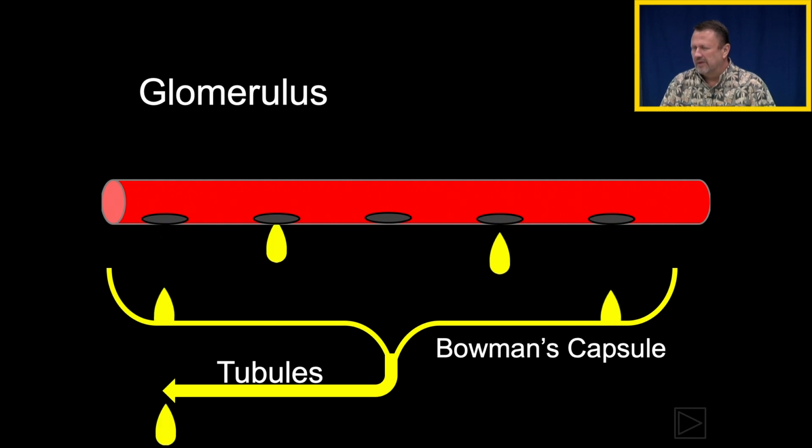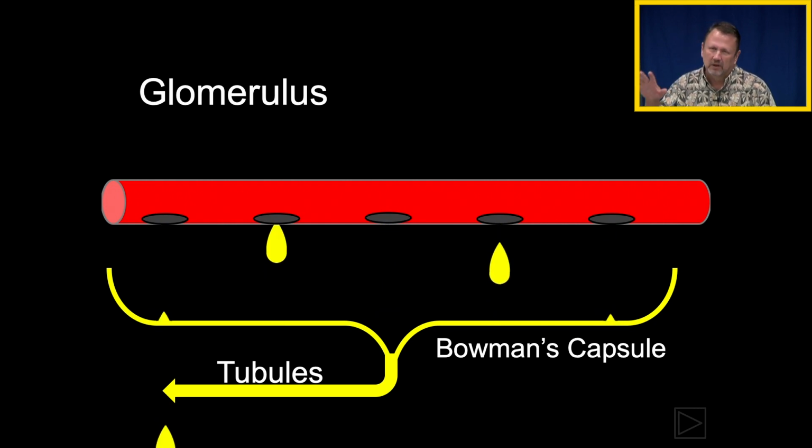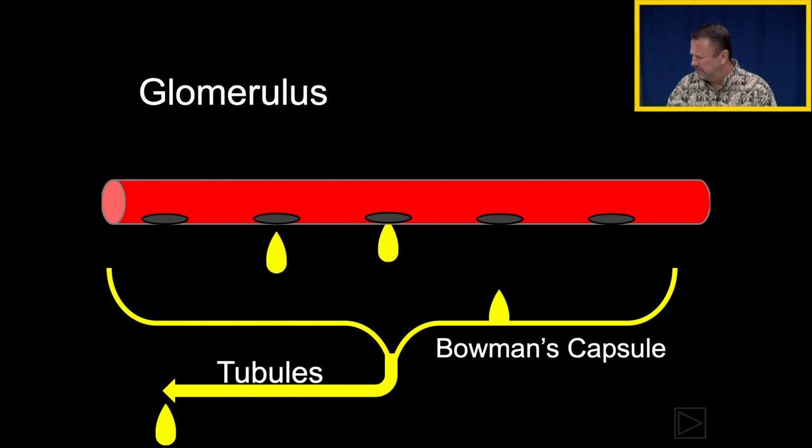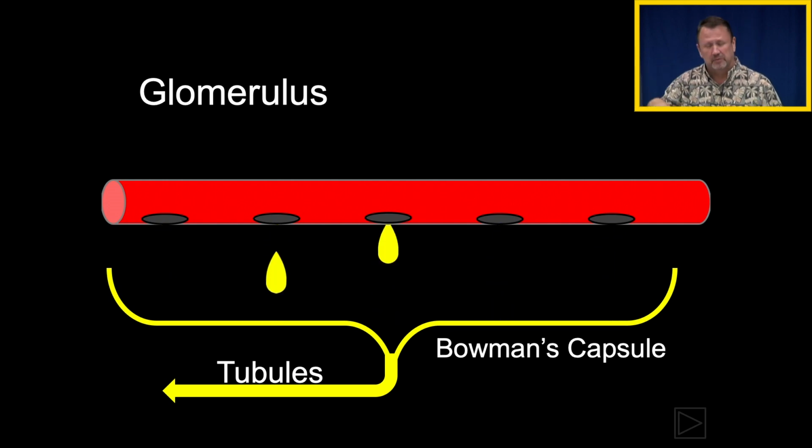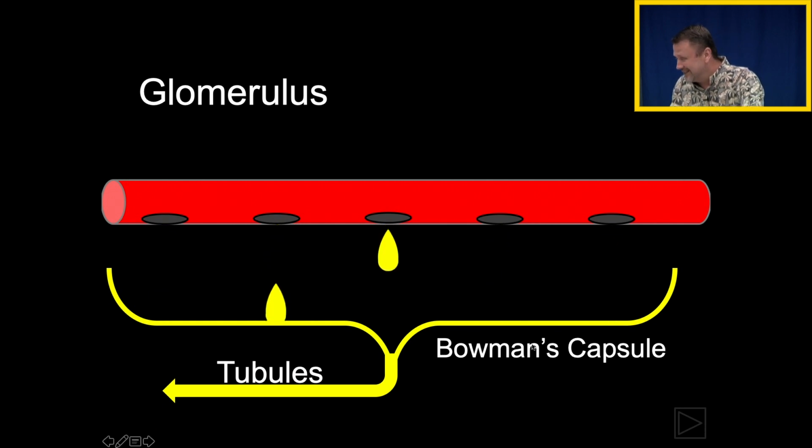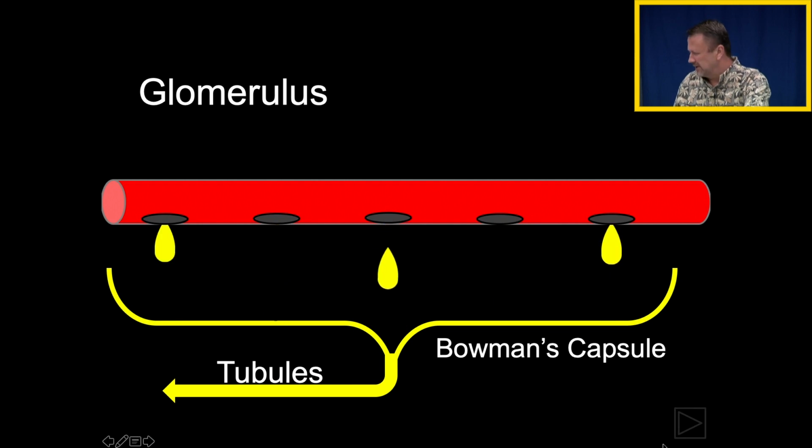All right, so the glomerulus will be like a colander, allowing the pre-urine to come from the glomerulus, and it's collected into Bowman's capsule and then collected in the tubules. All right, I think we got through that okay.